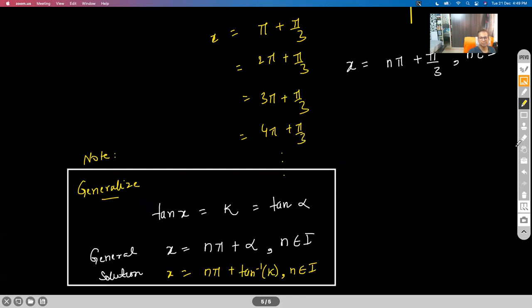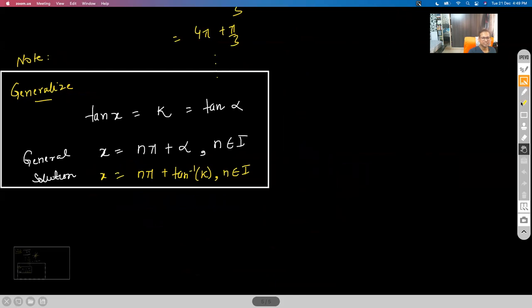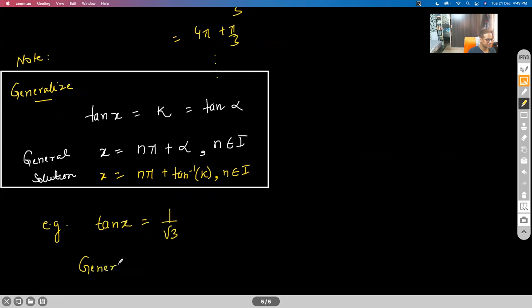Let's take a simple example further on this. Let's say if I say tan x equal to 1 by root 3. Tell me the general solution. Write down on the chat box quickly.